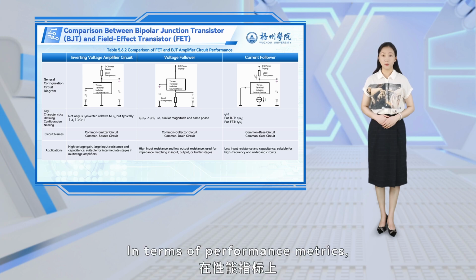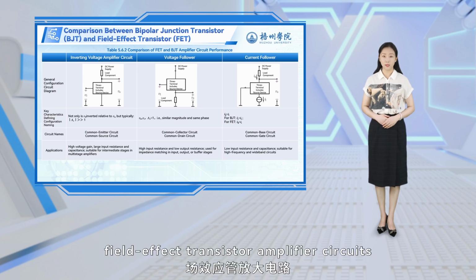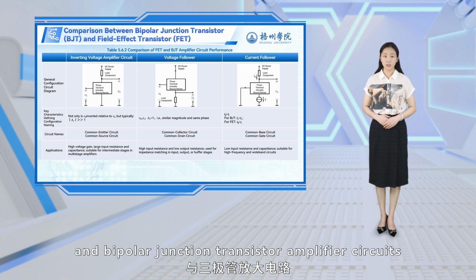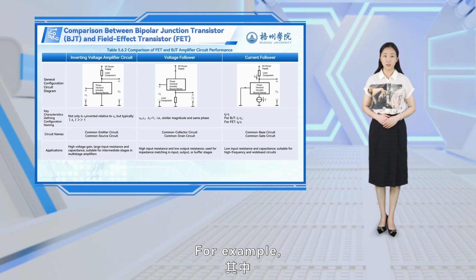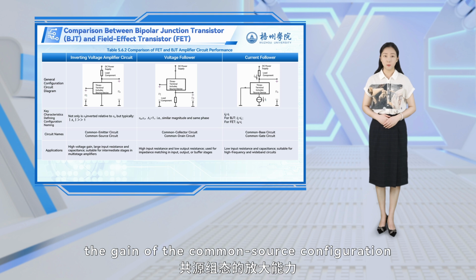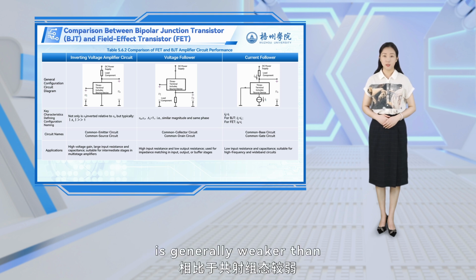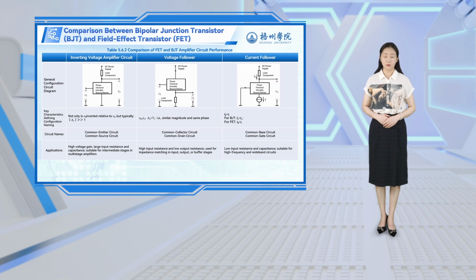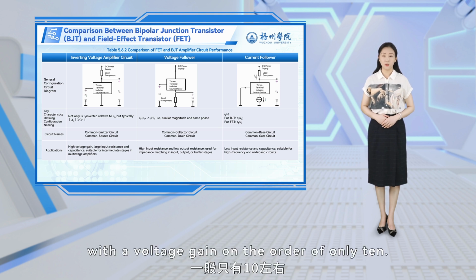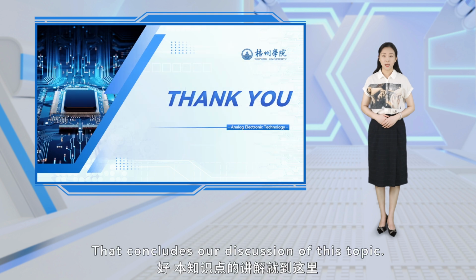In terms of performance metrics, field effect transistor amplifier circuits and bipolar junction transistor amplifier circuits share some similarities, but also exhibit differences. For example, the gain of the common source configuration is generally weaker than that of the common emitter configuration, with a voltage gain on the order of only 10. That concludes our discussion of this topic.